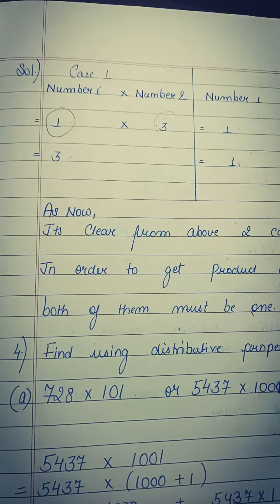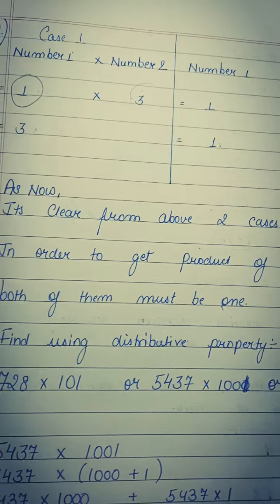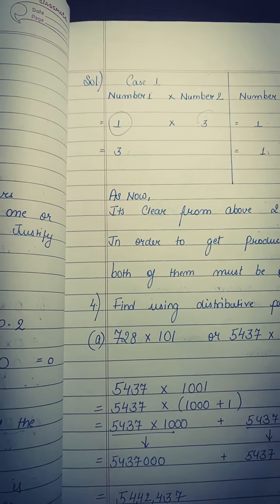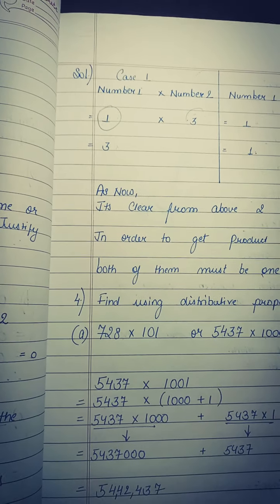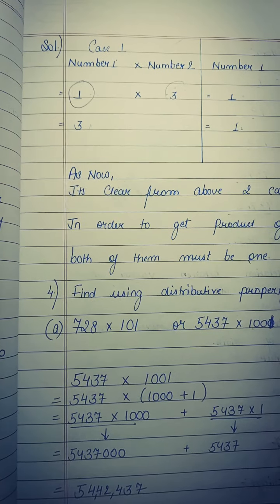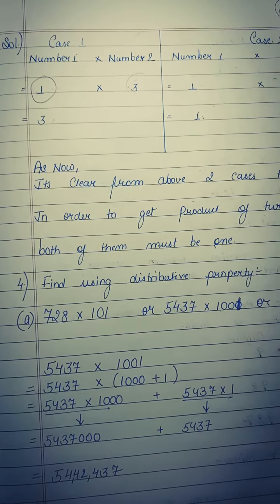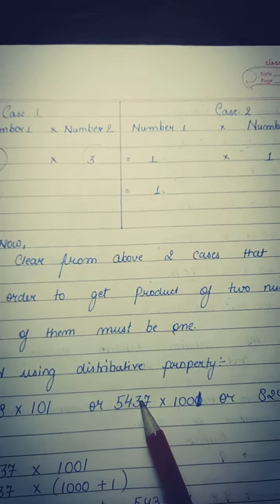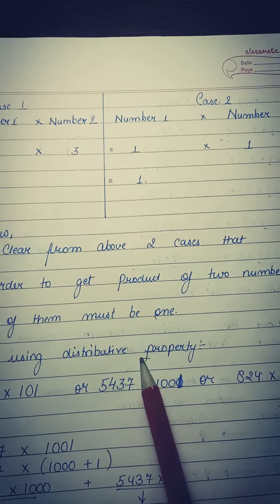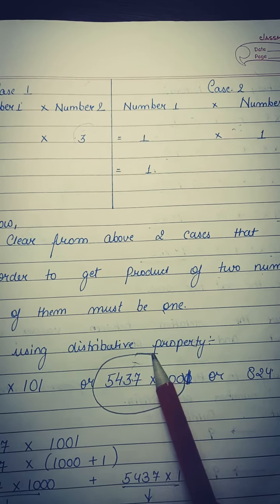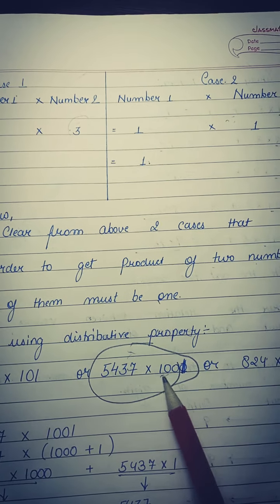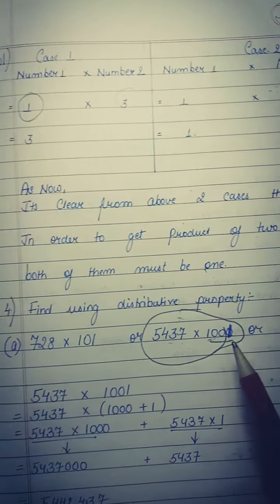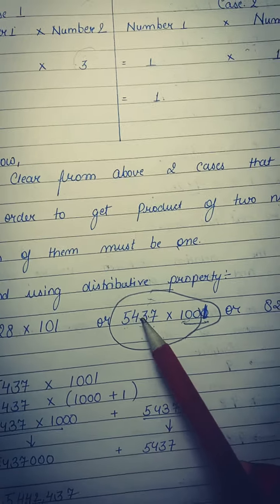There is a tendency in students that they judge the degree of difficulty of a question by counting the number of digits in it. If I give you a choice of which one to solve, this or this, most of the students will opt for this one, saying, sir, solve this one because this is a bigger number. This is 5437 multiplied by 1001. Most of the students in the class will ask me, sir, this is bigger, solve this one.